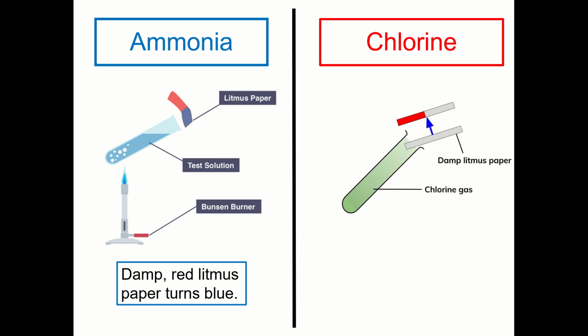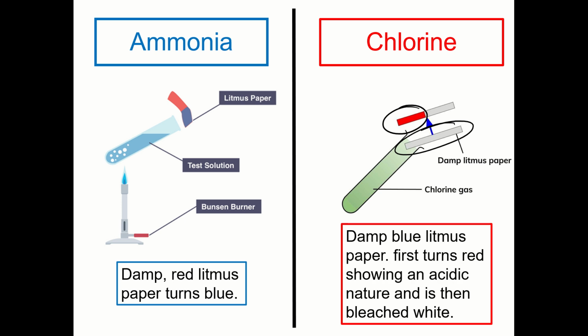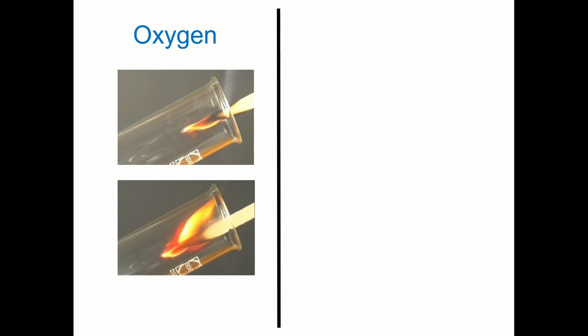So if we look at, ignore the ammonia on the left-hand side, if we look at the chlorine, so the simple test for chlorine, which is in the group 7, the halogens topic, is where you take some damp blue litmus paper. That damp blue litmus paper initially turns red, and then chlorine has the ability to bleach that damp blue litmus paper completely white. So it goes red, then it goes white. That's your test for chlorine, as opposed to other acidic gases, which will just turn damp blue litmus paper red and leave it red.